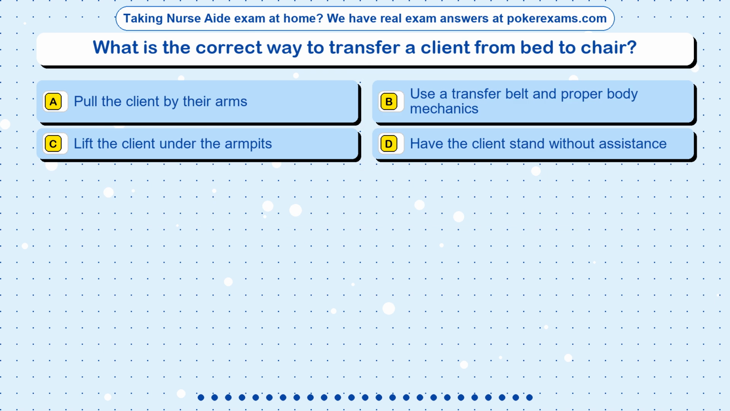Question 10. What is the correct way to transfer a client from bed to chair? Option A, pull the client by their arms. Option B, use a transfer belt and proper body mechanics. Option C, lift the client under the armpits. Option D, have the client stand without assistance.